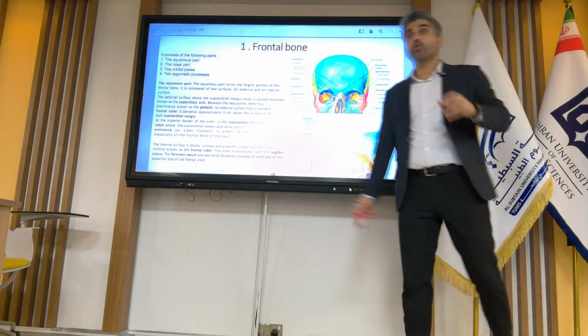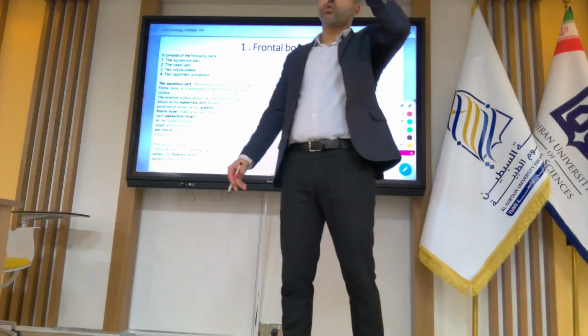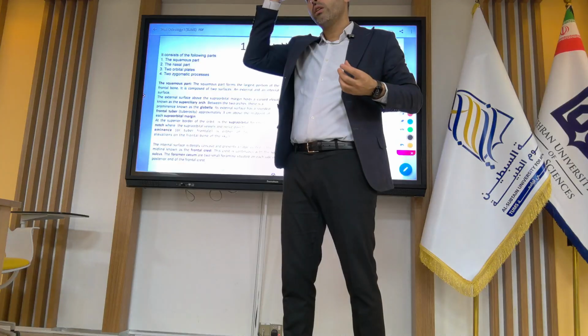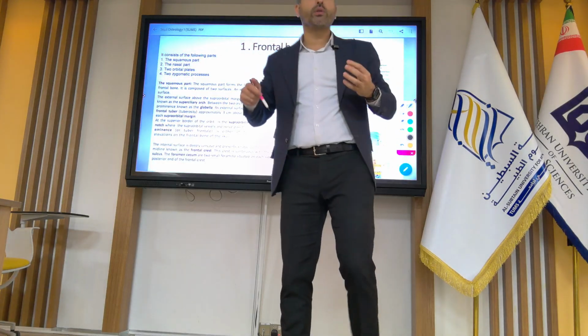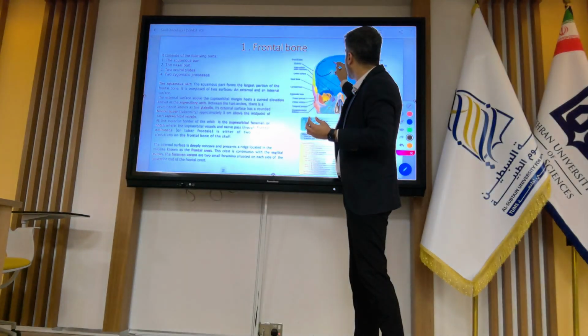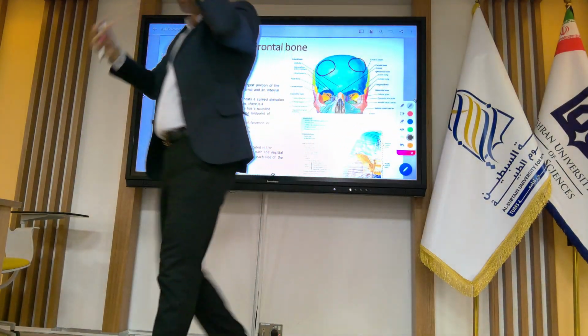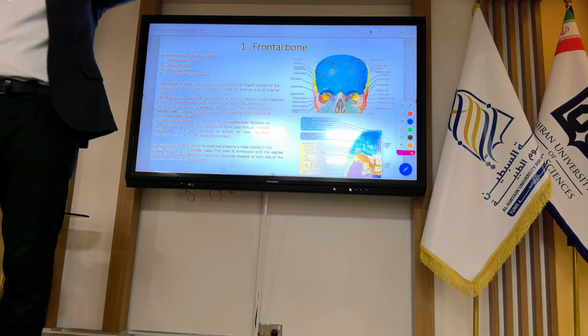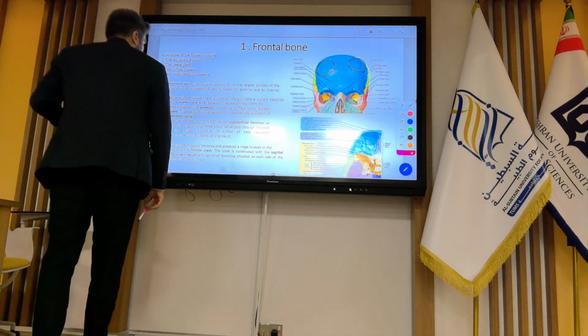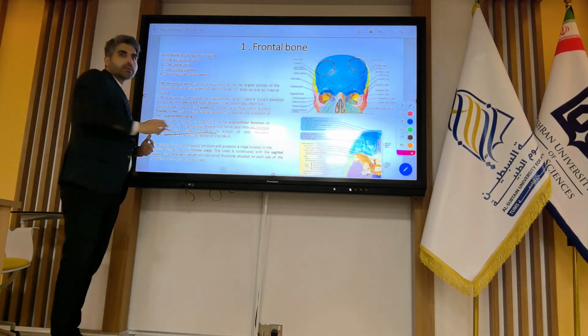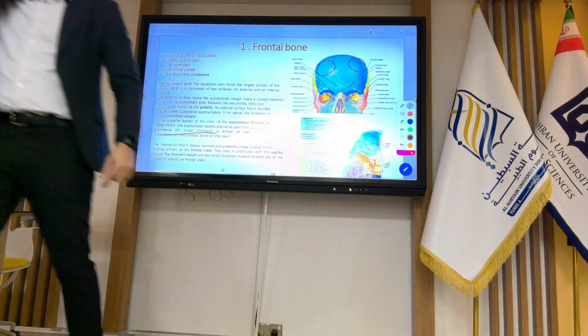Also, you can see two round parts in the squamous part here, here and here. You can see them in the frontal region. Why are they round here? Frontal tuber, or frontal eminence. Why do we have this roundness here?